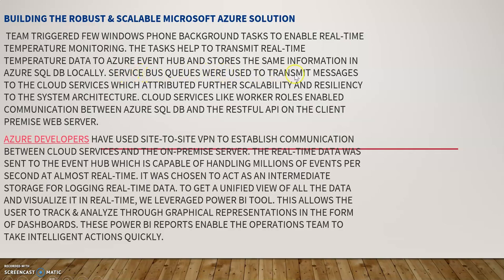Service Bus queues were used to transmit messages to the cloud service, which added further scalability and resiliency to the system architecture. Cloud services like worker roles enable communication between the Azure SQL database and the RESTful API on the client premise web server. Azure developers used a site-to-site VPN to establish communication between cloud services and the on-premise server. The real-time data was sent to the Event Hub, which is capable of handling millions of events per second at almost real time. It was chosen to act as an intermediate storage for logging real-time data.